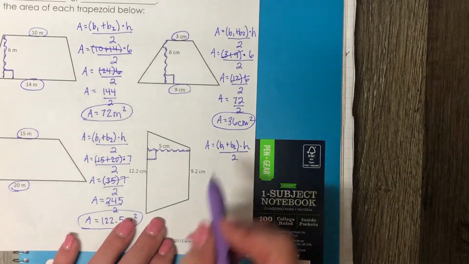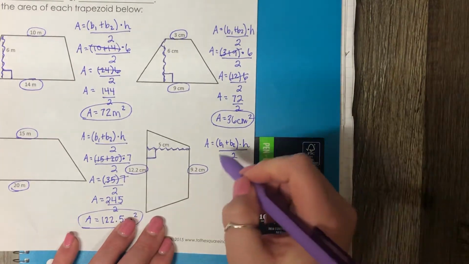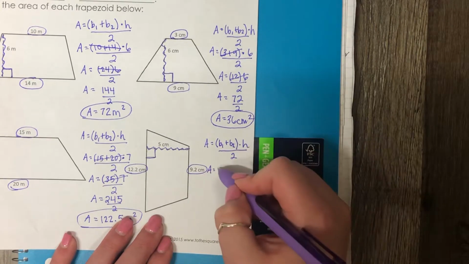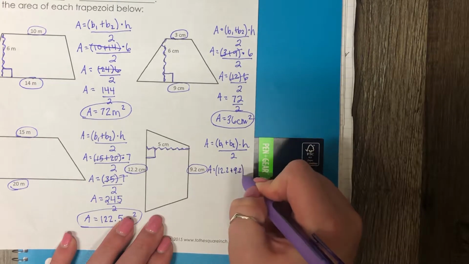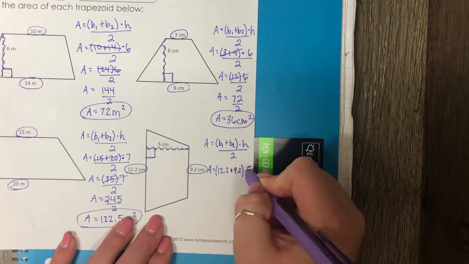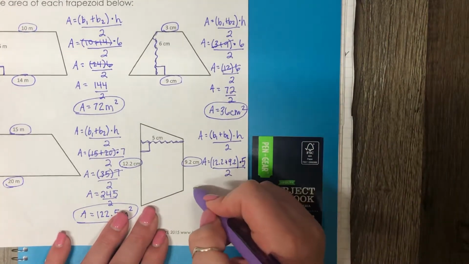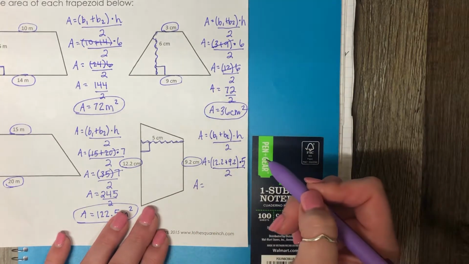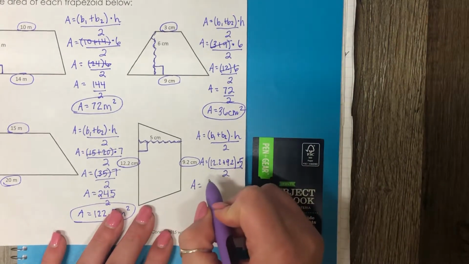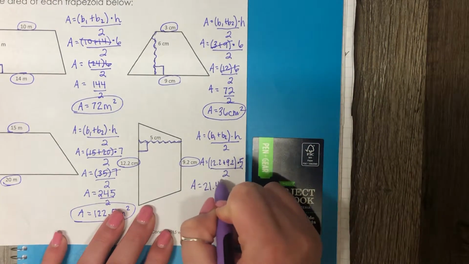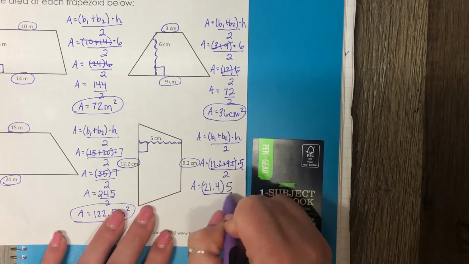Okay? And then this is a base. 12.2 is a base. So area equals 12.2 plus 9.2 times 5, all divided by 2. Okay, we're going to add first. So 12.2 plus 9.2 gives me 21.4 in parentheses. So we added, multiply by 5, all divided by 2.